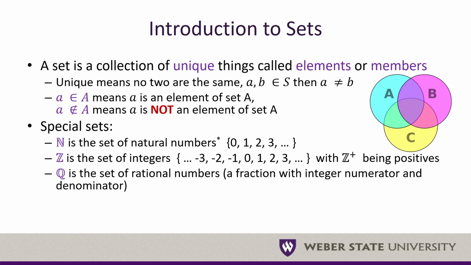Q is the set of rational numbers, a fraction with an integer numerator and an integer denominator, as opposed to the irrational, which are like a lot of people.